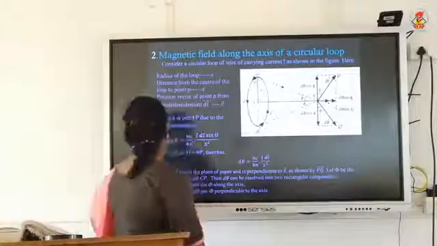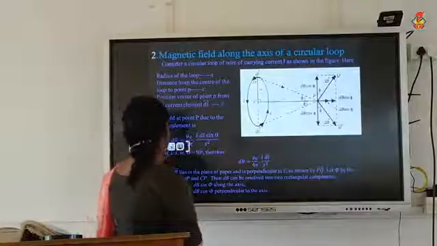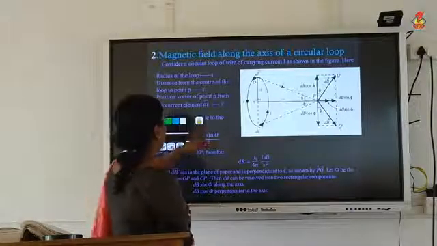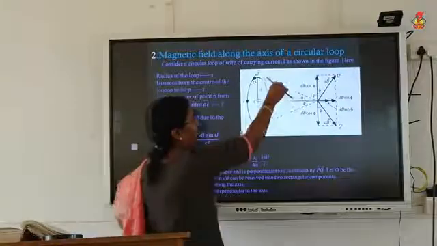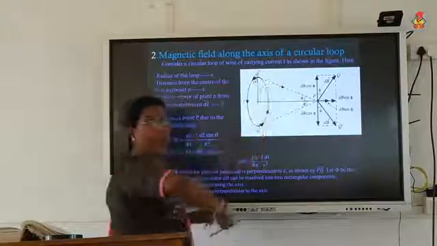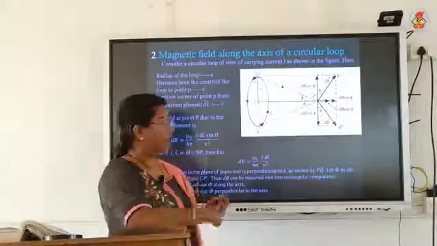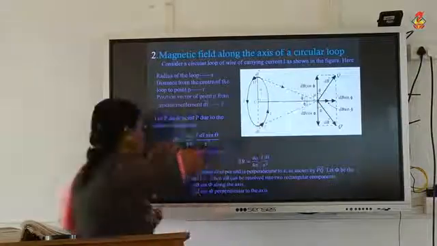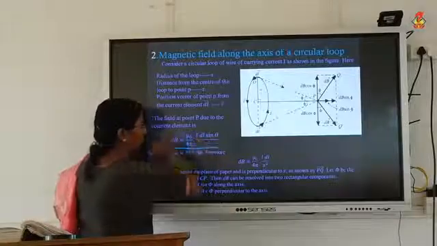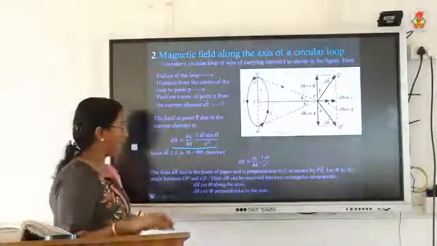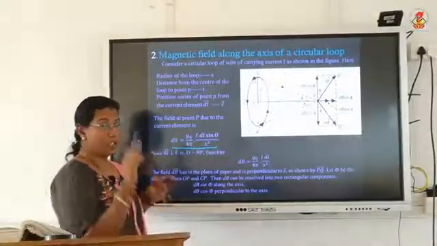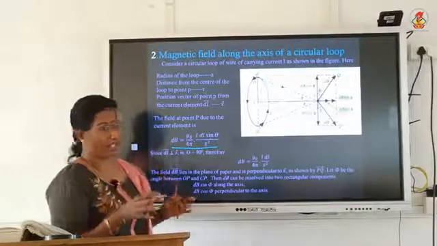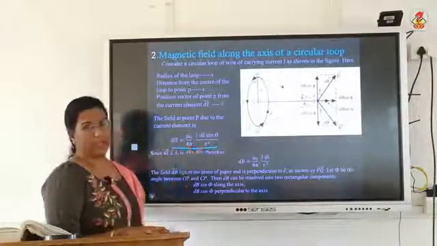So, according to Biot-Savart law, the magnetic field at a point P due to current element dl is given by dB is equal to mu 0 by 4 pi, I dl sin theta by, instead of R, what is the displacement vector? S. So, I dl sin theta by S square.